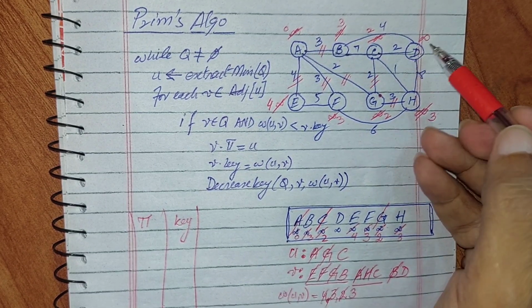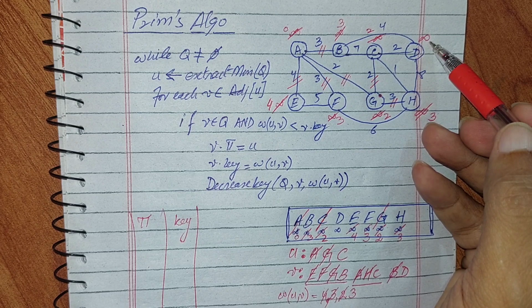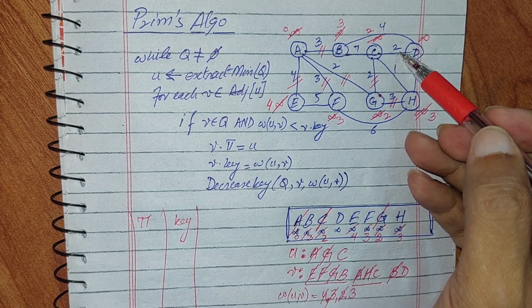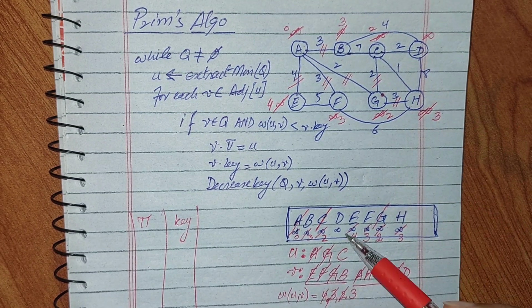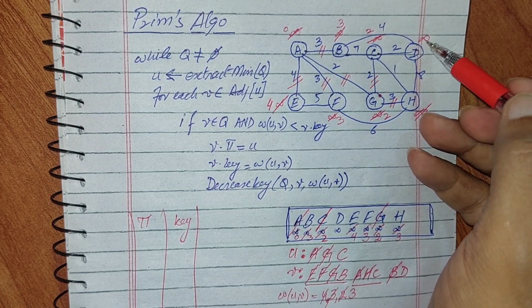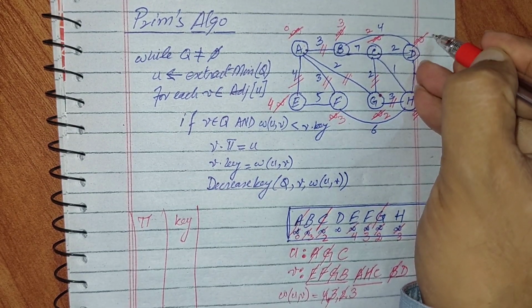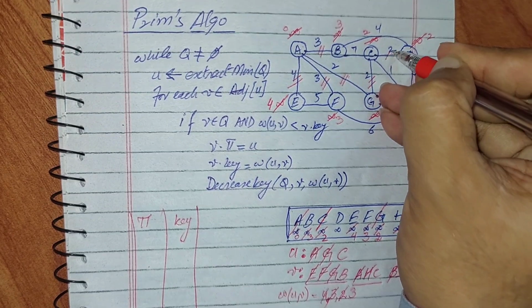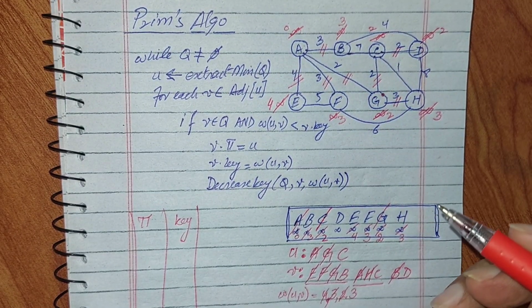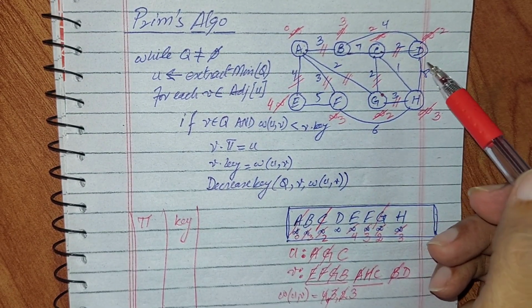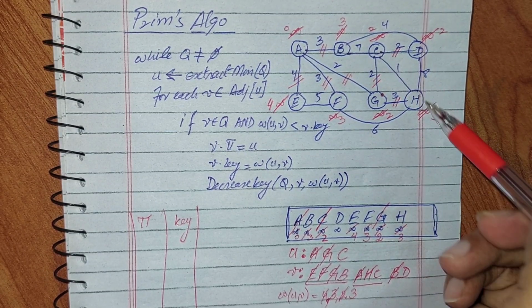Now its distance is infinity and the weight of UV is 2. So first of all, D's key is infinity, which is more than 2, so it is updated and the parent of D is marked. C will be marked as the parent of D. The next one is this one.